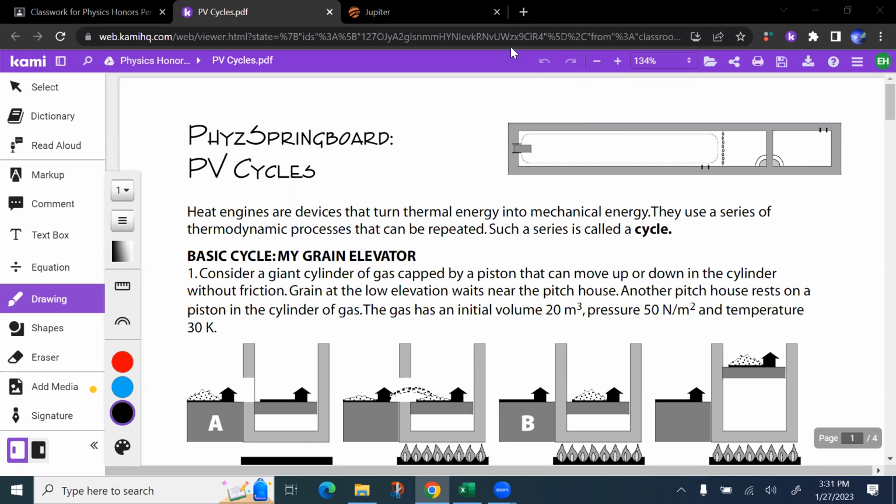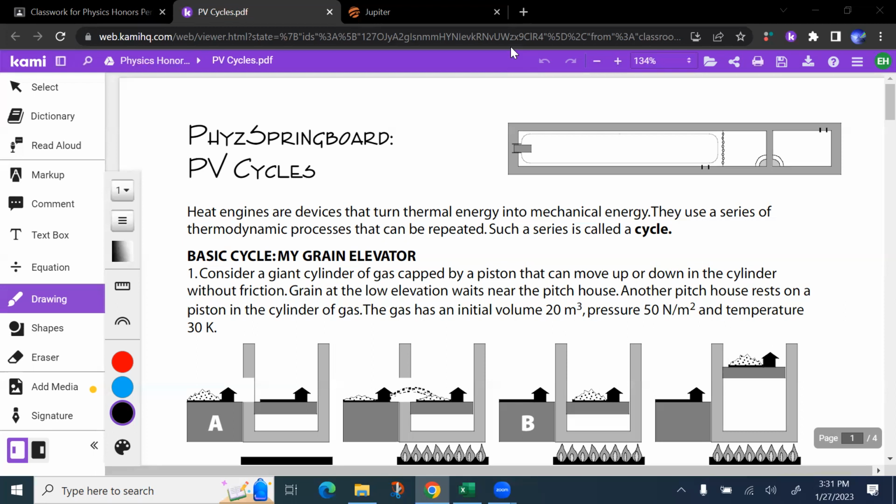Let's begin. Basic cycle, my grain elevator. So this particular example is given to you in an analogy form that will try and help you to connect these concepts and ideas. Please remember that, not only are some of these not very realistic, but also the temperatures, pressures, volumes also may not be realistic either. So don't worry so much about that. The numbers are presented to you to make the math easy and mental math oriented.